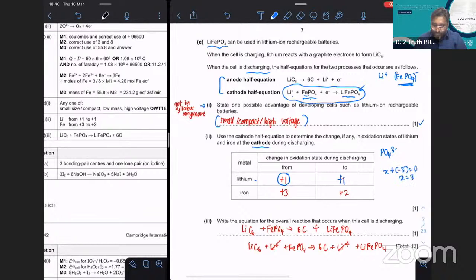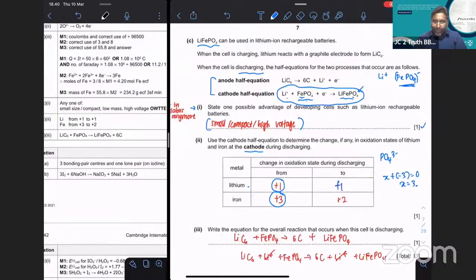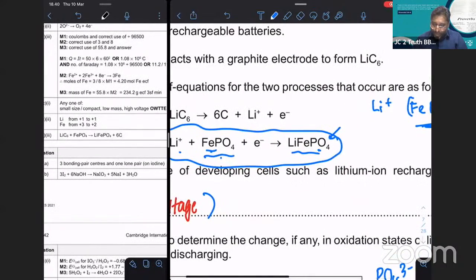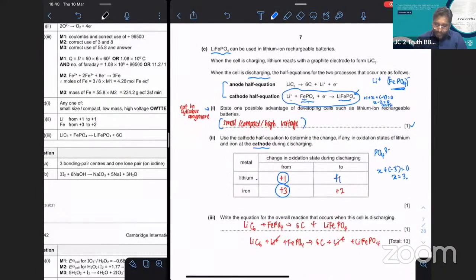X equals +3. So +3. And then you can also find out from here Fe. If you want to just straight away use Li is +1, then plus X. PO4 is 3 minus, so -3 equals to 0. So X minus 2 equals to 0, X equals +2. So you can just give your answer +2.